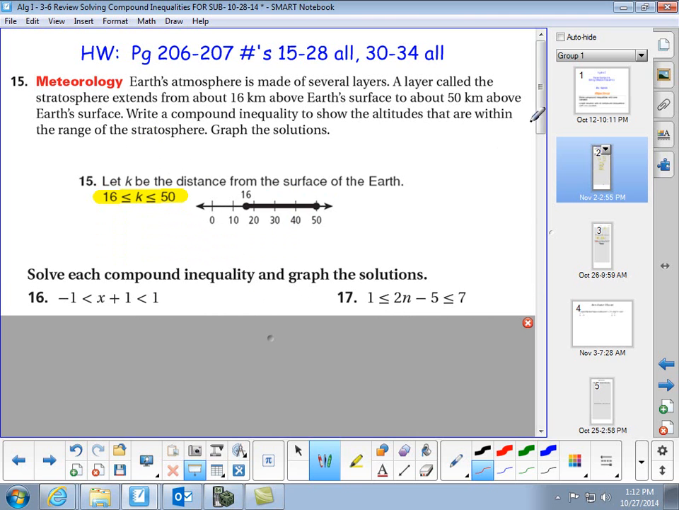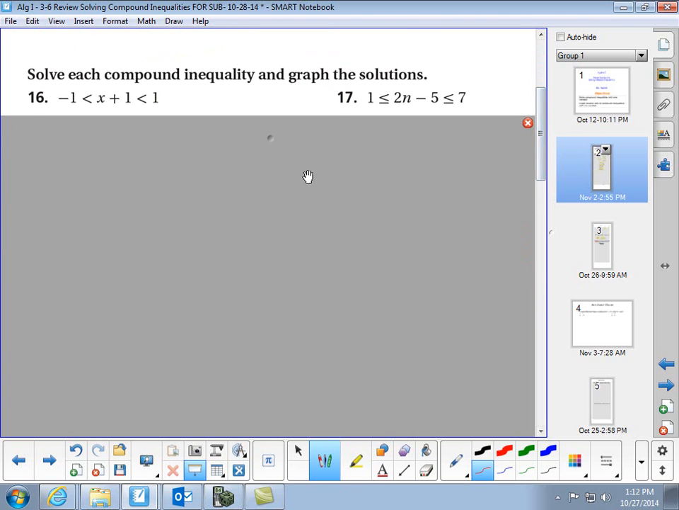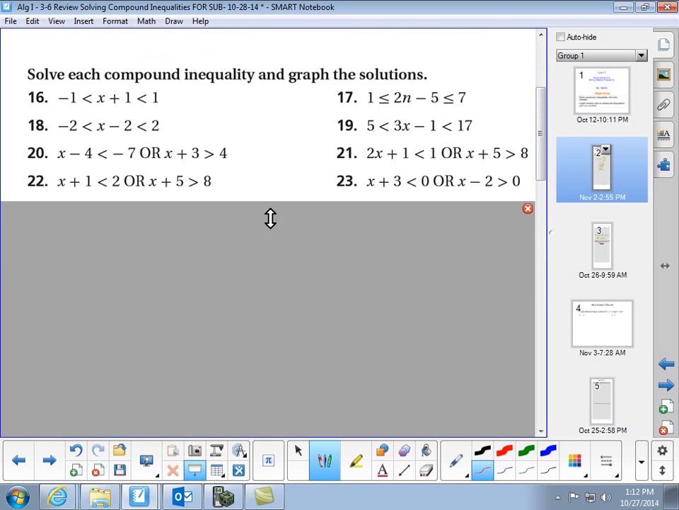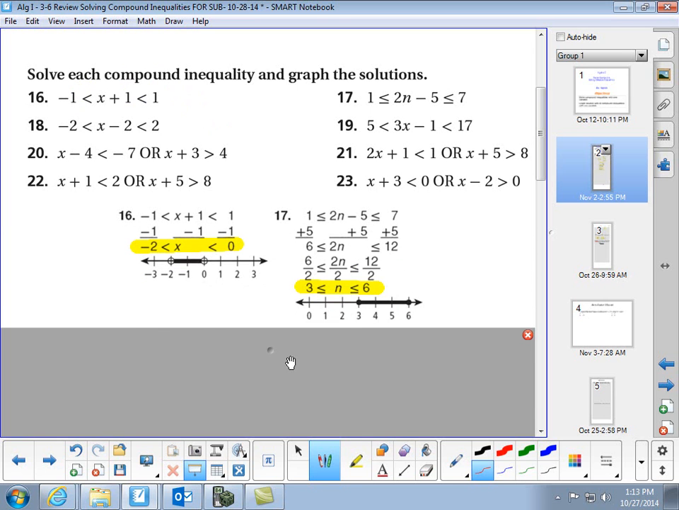All right, the next group said solve each compound inequality and graph the solutions. So number 16, again, remember you're asking what do I need to do to get x by itself? I need to get rid of this plus 1, so I'm going to subtract 1. But when you subtract 1, you have to do it from all three parts. So on number 16, subtract 1 from all three parts. You get negative 2 is less than x, which is less than 0.